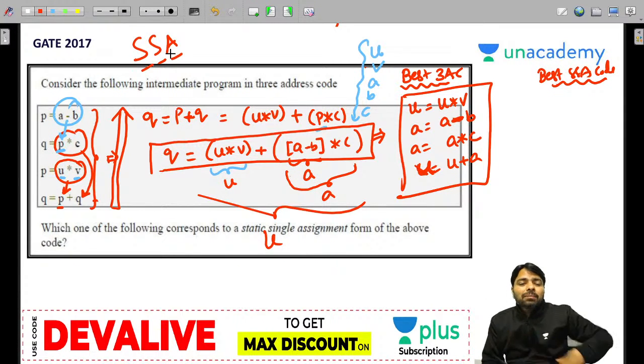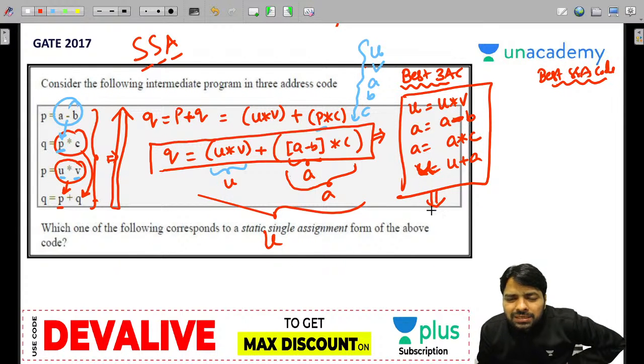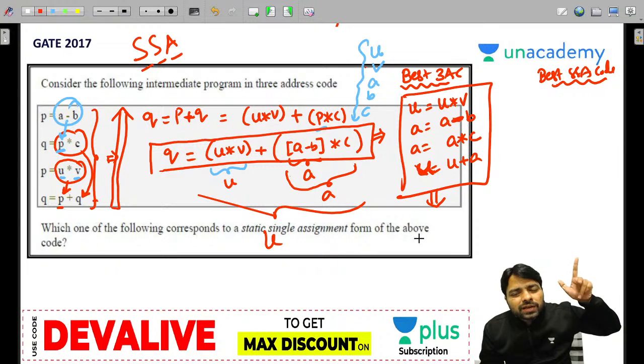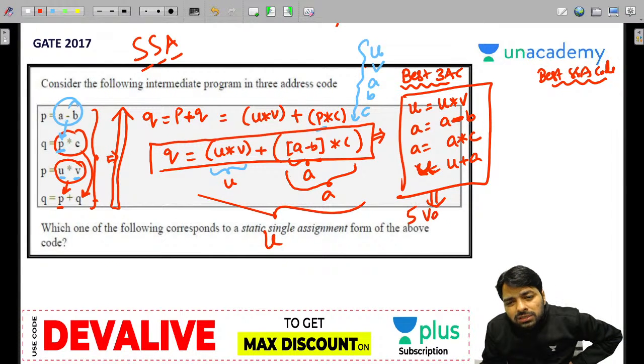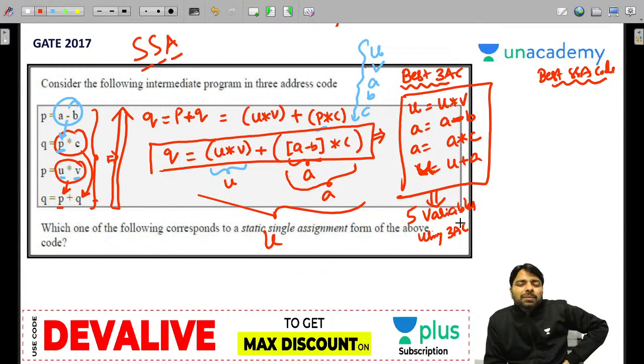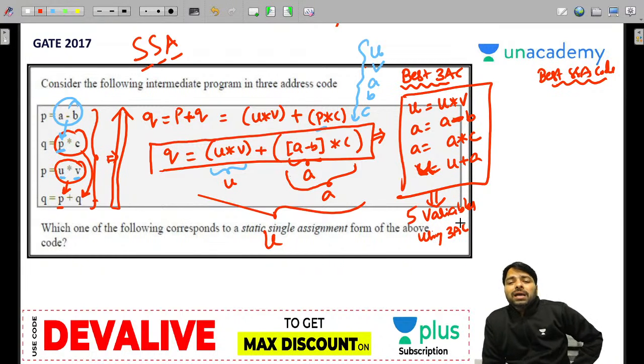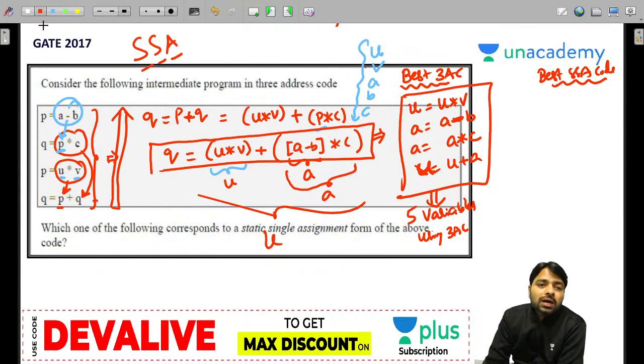So now tell me, now we will see what to do with this. Is it clear? If I am using best 3 address code, how many variables are required? 5 variables, and no extra temporary is needed inside. So 5 variables using 3 address code. Remember that. But people, you know, keep on answering that SSA code is also this, which is wrong.